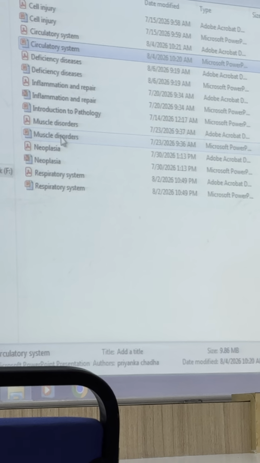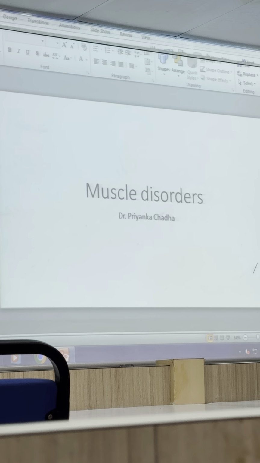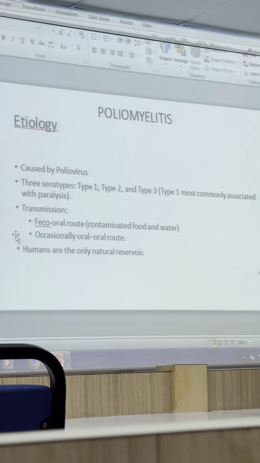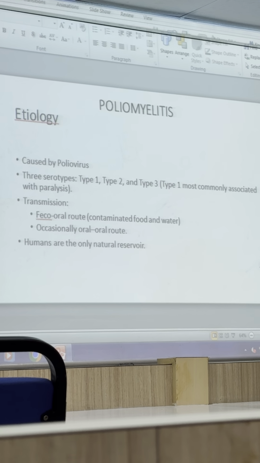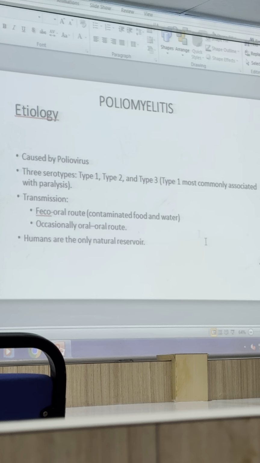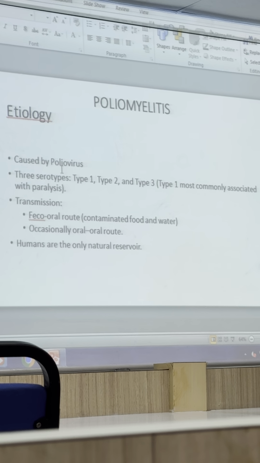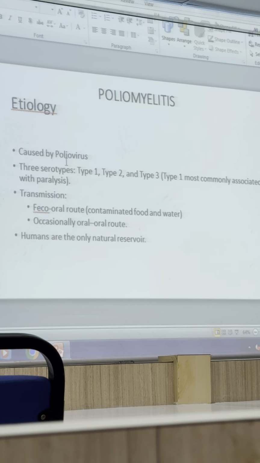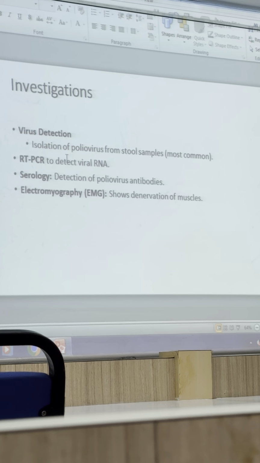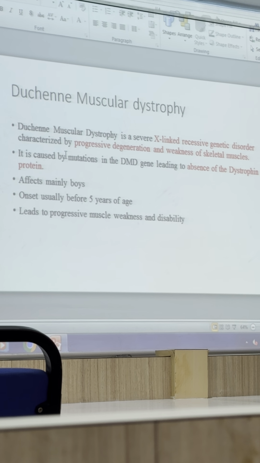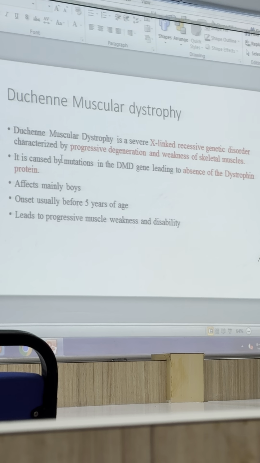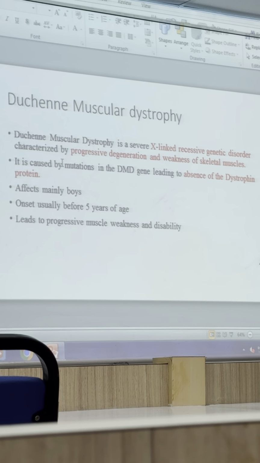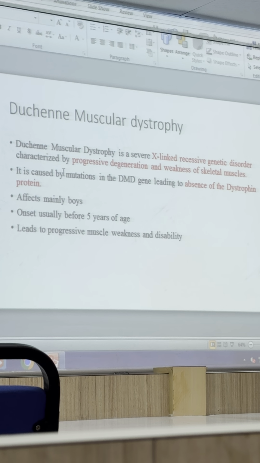Circulatory disease is done. Let's go to muscle disorders. In the muscle disorders, you should know why it is happening. Firstly, for each of the diseases, what it is caused by. It could be a virus, it could be a genetic disease. What is the reason? Is it a virus which is causing it? Is it a genetic deficiency? Which is the protein, which is the gene which is deficient?